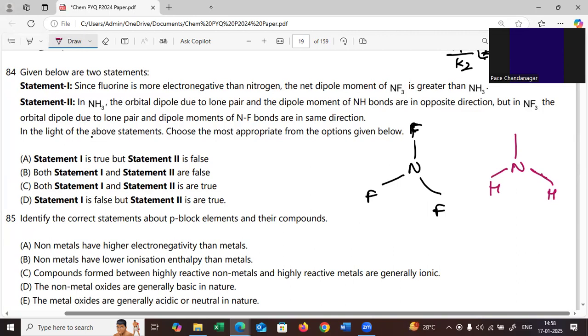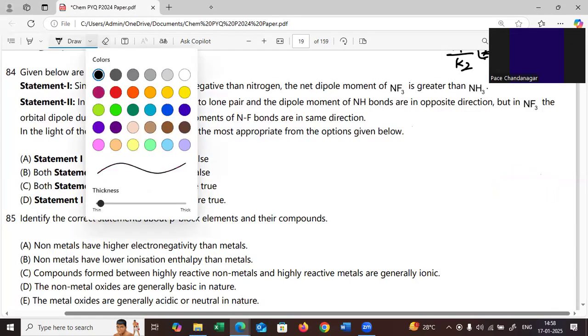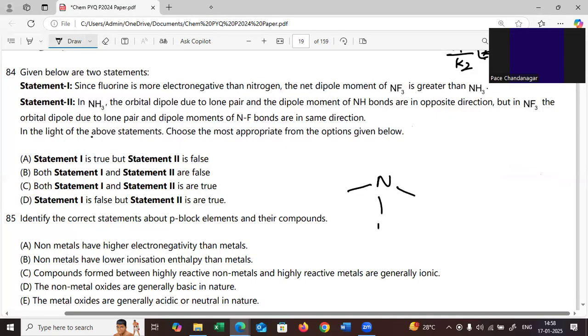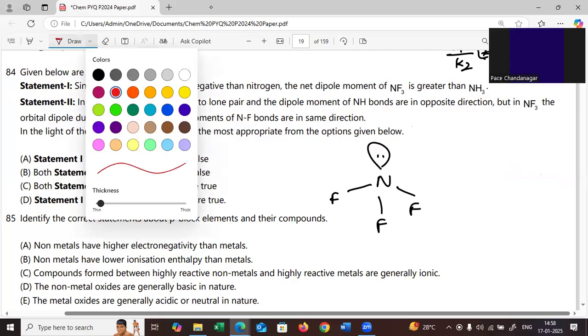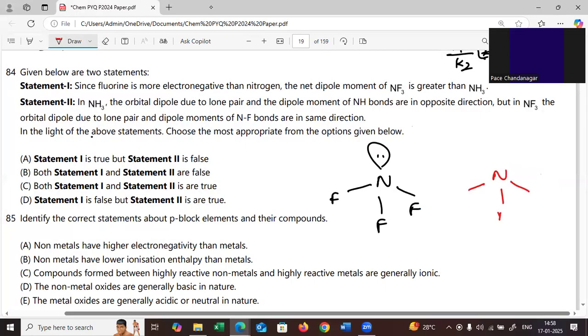Which has got a better dipole? Let me draw it carefully with regular shapes only. Nitrogen with a pyramid structure of fluorines, and then a lone pair, right? And similarly, you will have nitrogen with a pyramid structure of hydrogens and then a lone pair. So here, the lone pair definitely will be pulling you upward, and fluorine will also be pulling you downward. So the net dipole is neutralized here in the first option.